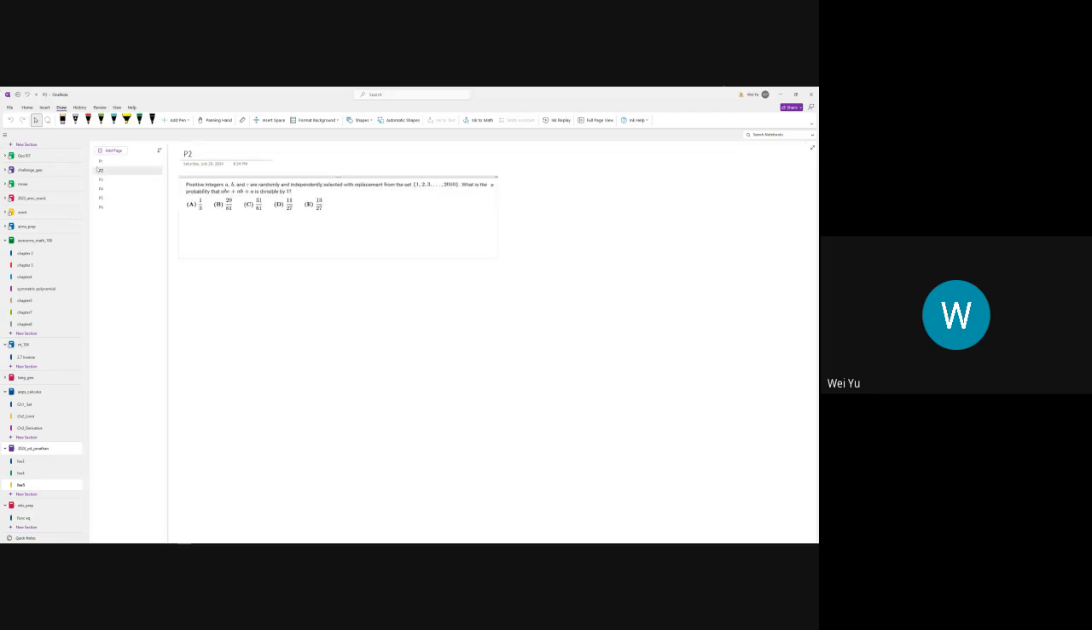Okay, problem 2. Positive integers a, b, and c are randomly and independently selected with replacement from this set. What is the probability that ABC plus AB plus A is divisible by 3? There's an extra E here for some reason. So firstly, we'll factor this as A times (BC plus B plus 1).